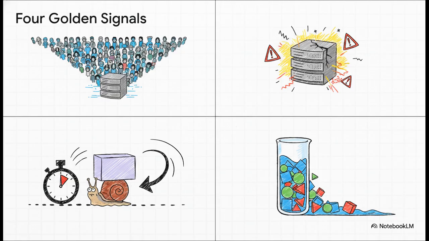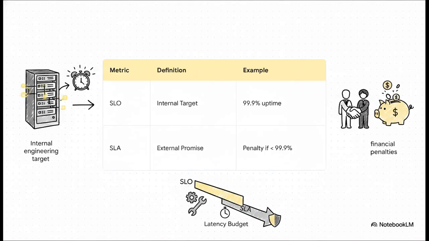That's traffic, meaning how much demand there is, errors, basically what's currently failing, latency, how long it takes to service those requests, and saturation, which is how full the system is. Observing these non-negotiable metrics is absolutely crucial to detecting anomalies before they cascade into a massive system failure. Once we have those metrics flowing, we have to set some concrete goals.